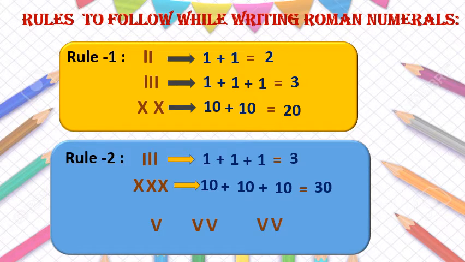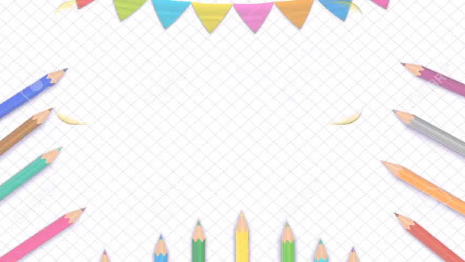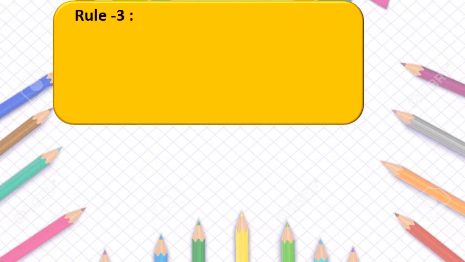Okay, what about V? That is 5 number. What is said in the rule? We can use 5 only once. We cannot repeat that. Okay, means twice, thrice, we can't use that one. Only one time we can write 5. Remember this. This is all about the rule number 2. Now we will move to rule number 3.